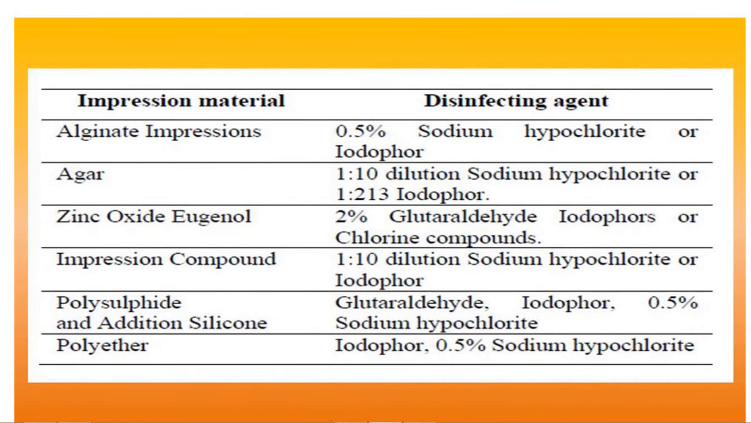So, coming on to the summary of disinfection of various materials, that is alginate, agar, zinc oxide eugenol, impression compound, polysulphide and addition silicone, and polyether impression materials are summarized here.